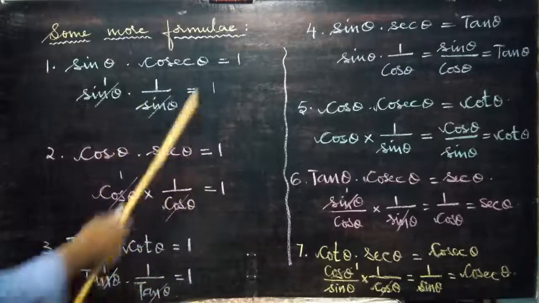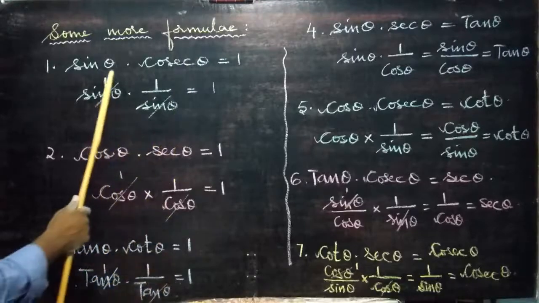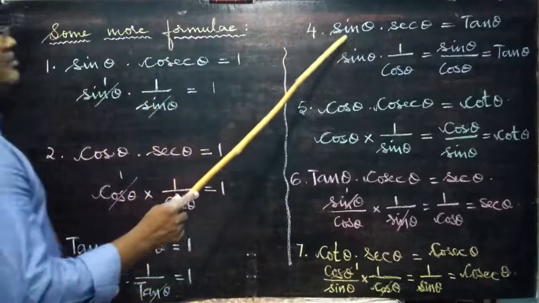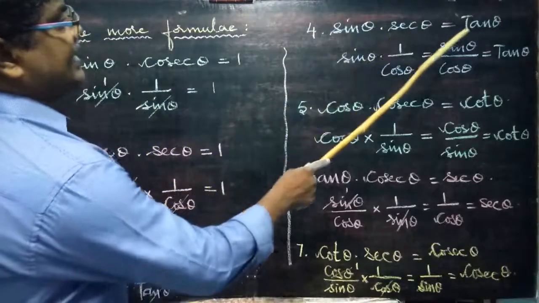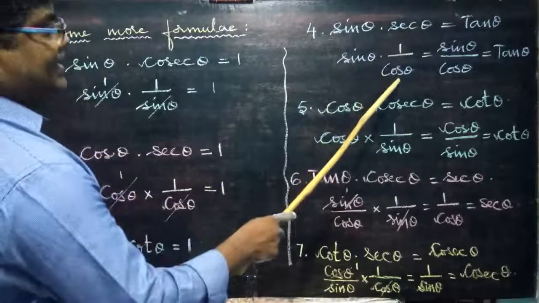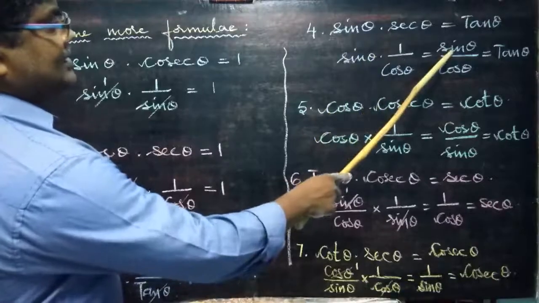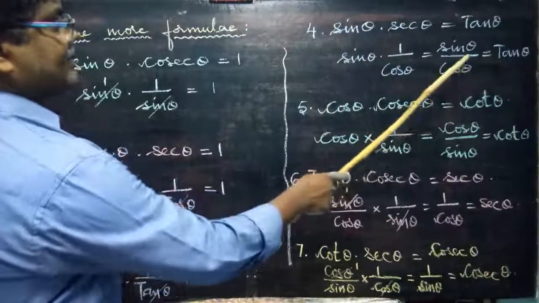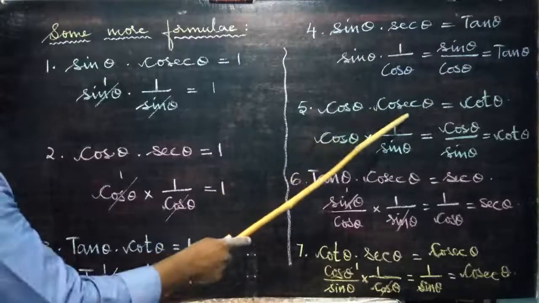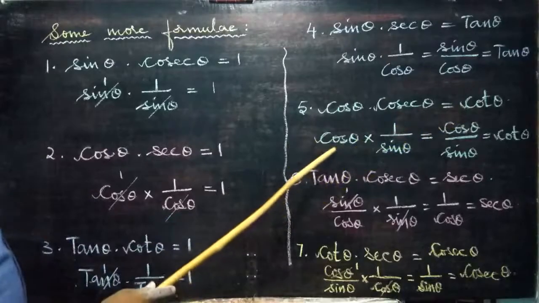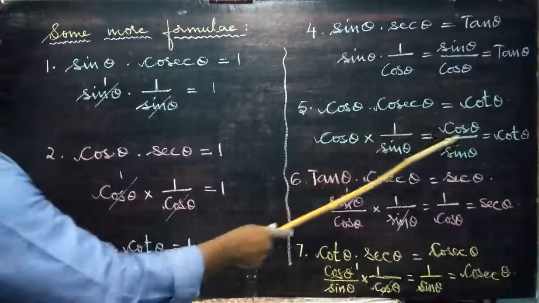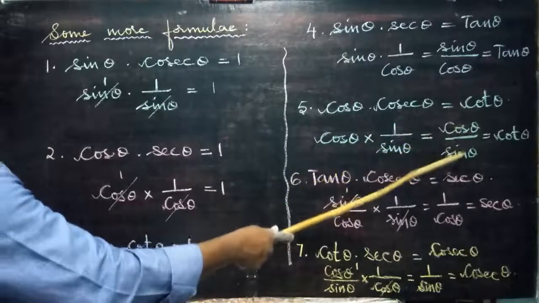So don't forget. These are not identities, but while doing the product, we will get 1. Coming to here, when we multiply sin theta into secant theta, tan theta will come. How? Sin theta as it is, in the place of secant theta write 1 by cos. One sin is sin only. Sin by cos means tan. Sin theta by cos theta is equal to tan theta. And coming to the fifth one, cos theta into cosecant theta is equal to cot theta. How? Cos theta as it is, into 1 by sin. 1 cos theta is cos theta by sin theta. Cos by sin means cot theta.